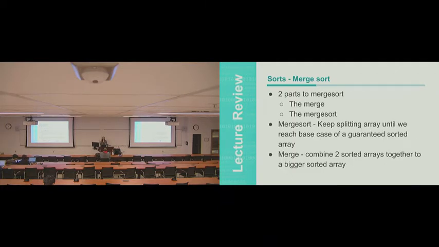When it comes down to merge sort, there are two parts to it: the merge and the actual merge sort. Merge sort kind of gets to take credit for everything, even though merge is doing most of the work. Merge sort just keeps splitting the array until we reach a base case of a guaranteed sorted array. An array of size 0 or size 1 is sorted by default. And then merge combines two sorted arrays together to create a bigger sorted array. This is not too bad, since we know the two subarrays are already sorted, we just throw them together and have a bigger sorted array. Questions on the overview?